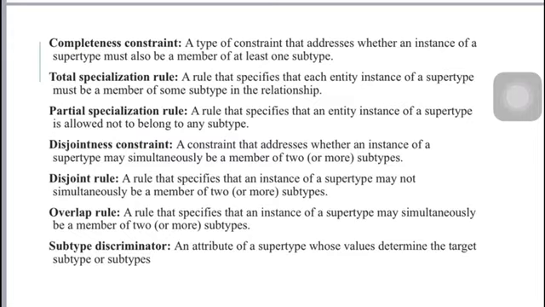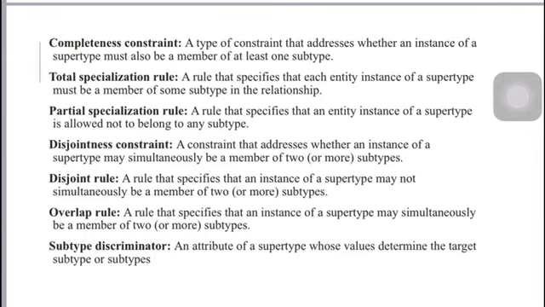Next, total specialization rule. A rule that specifies that each entity instance of a supertype must be a member of some subtype in the relationship. Next term, partial specialization rule, which means a rule that specifies that an entity instance of a supertype is allowed not to belong to any subtype.